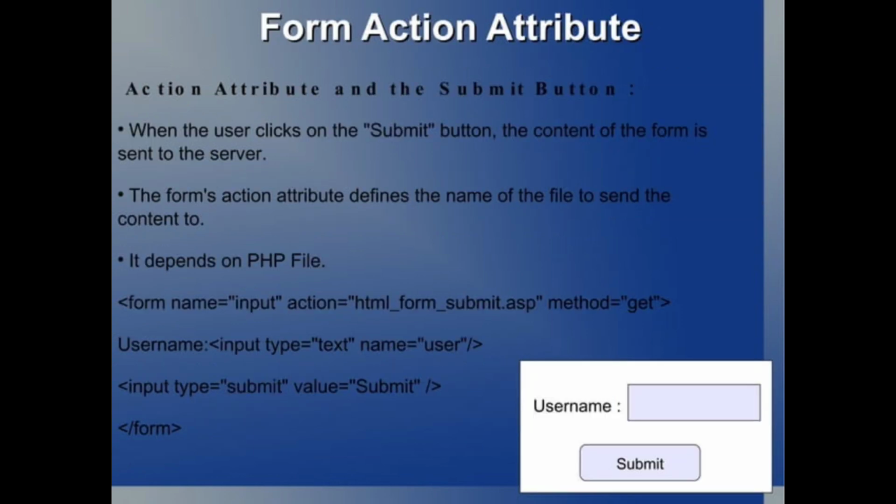Next, the form action attribute and submit button. The user clicks on the submit button at the end of the form. The form action attribute defines the name of the file, such as a PHP file, to send the form to. This is used for submitting, and we can use the submit button in the form.